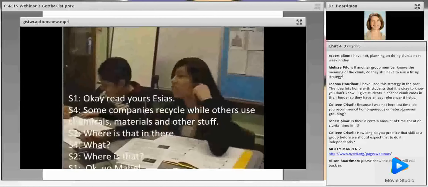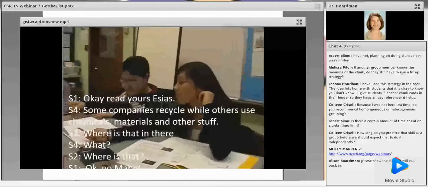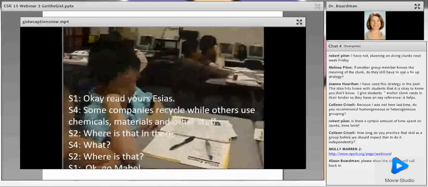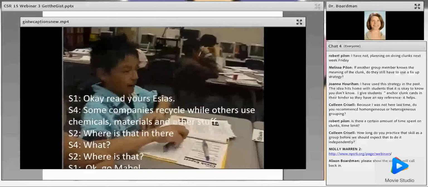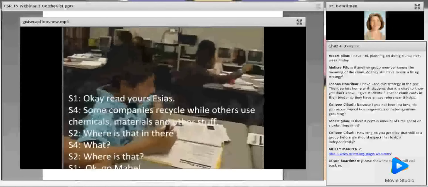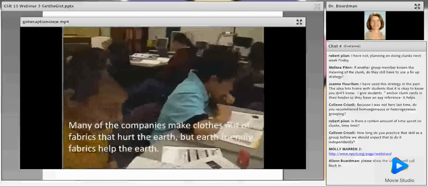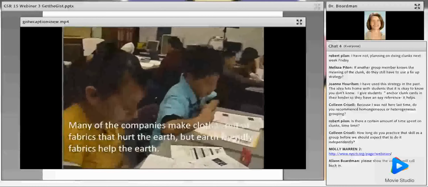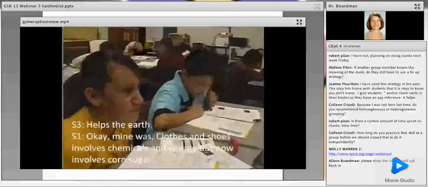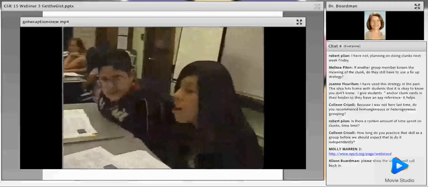Okay, readers say yes. Some companies recycle while others create chemicals, materials. Where is that in? Okay, go Mabel. Many other companies make clothes out of chemicals that hurt the earth, but earth-friendly fabrics help. Okay, mine was clothes and shoes involve chemicals and energy, but now involve corn sugar.